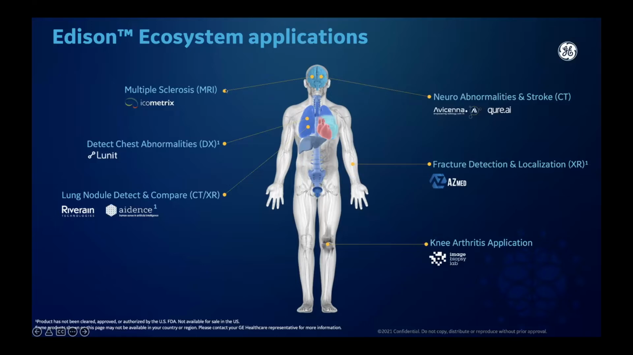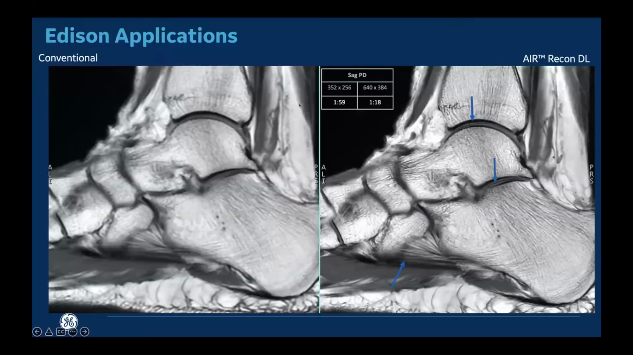Now let's look at a few examples. This is one of those models that we have. Here, for example, on the left side, I have a conventional MR image.